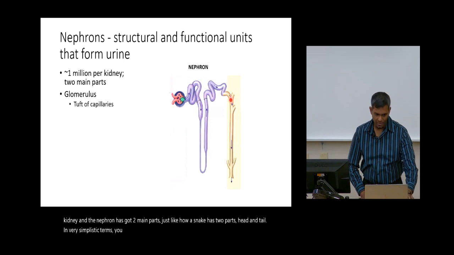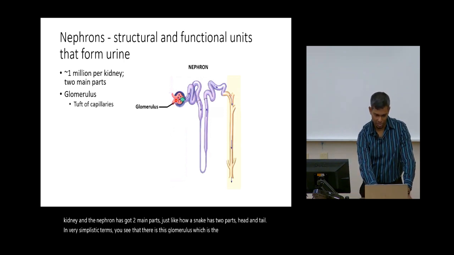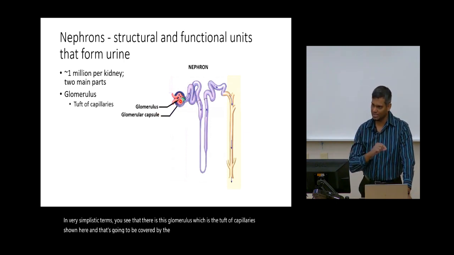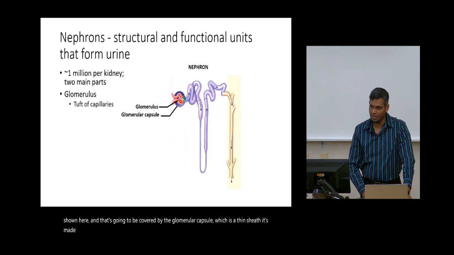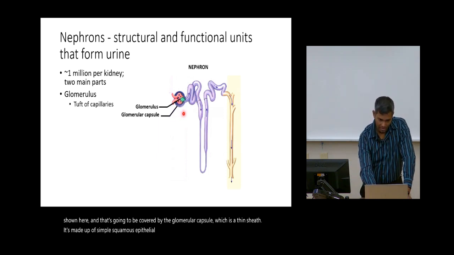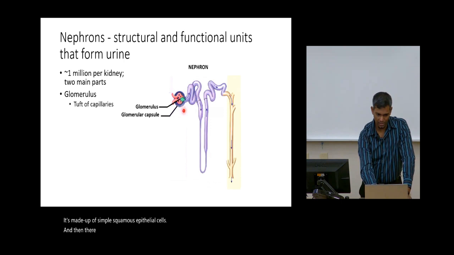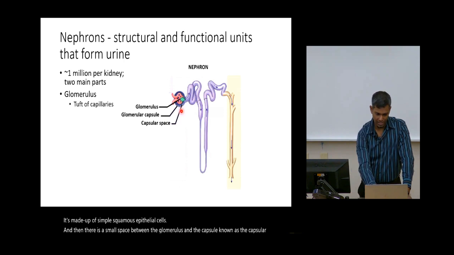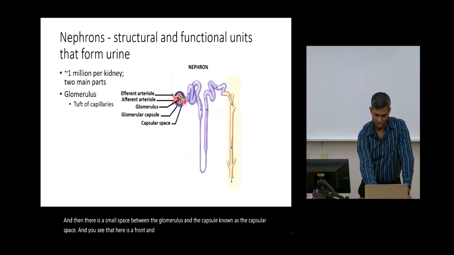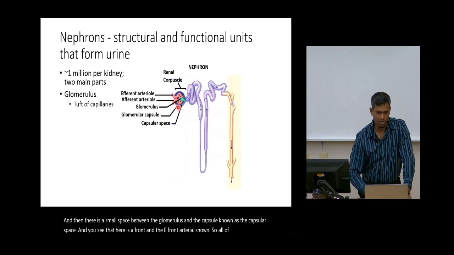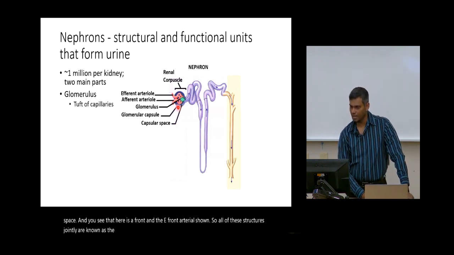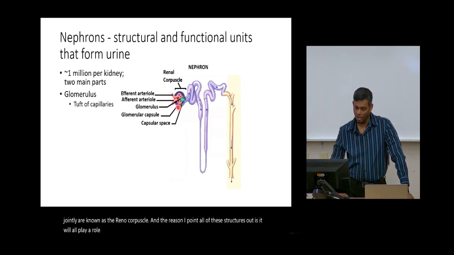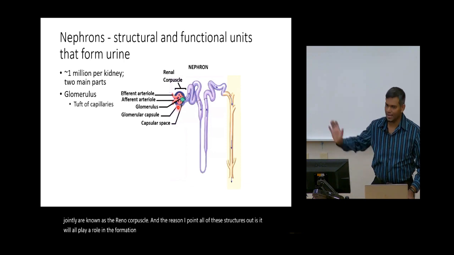We see that there is this glomerulus, which is the tuft of capillaries shown here, and that's going to be covered by the glomerular capsule, which is a thin sheath. It's made up of simple squamous epithelial cells. And then there is a small space between the glomerulus and the capsule, known as the capsular space, and you see that here is the afferent and the efferent arteriole shown. So all of these structures jointly are known as the renal corpuscle. And the reason I point all of these structures out is it will all play a role in the formation of urine. So this is the head of the snake, right?